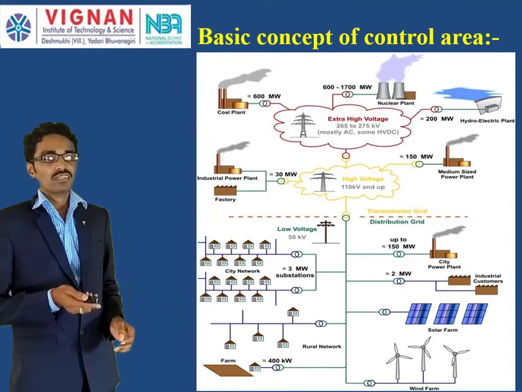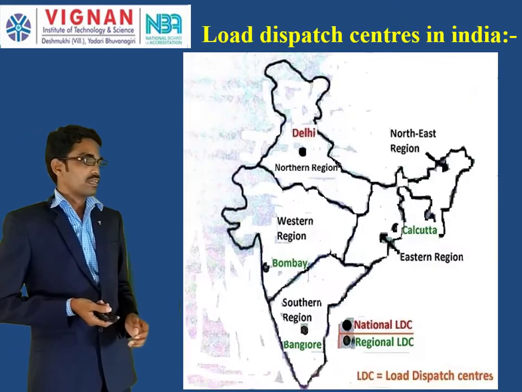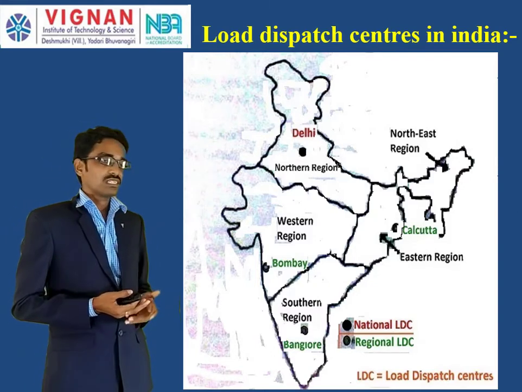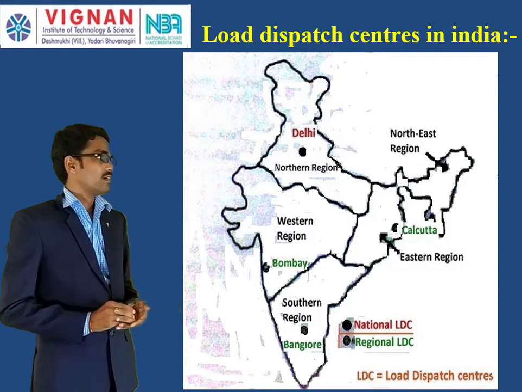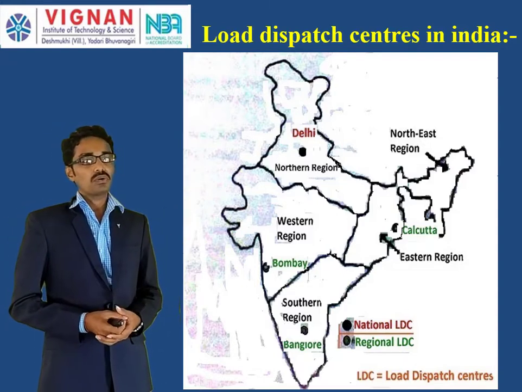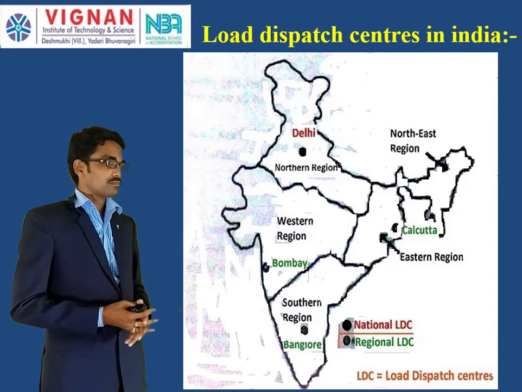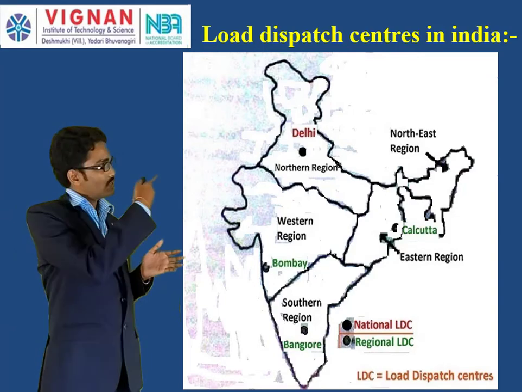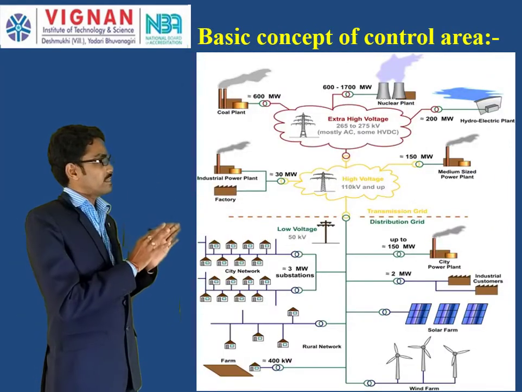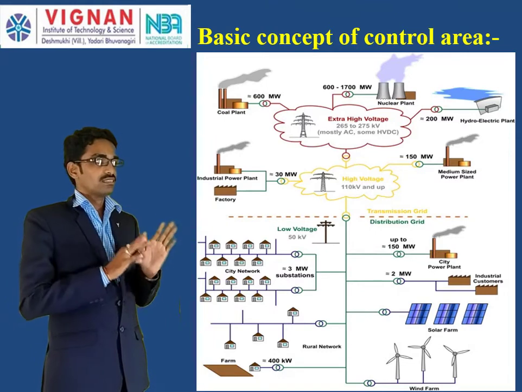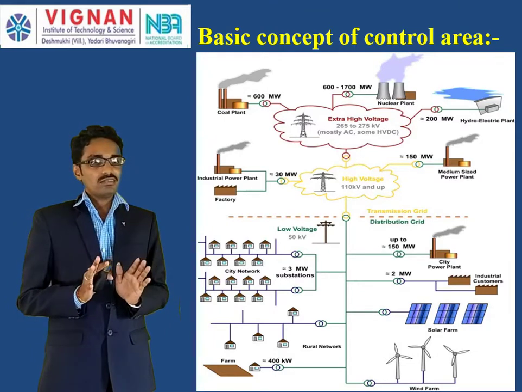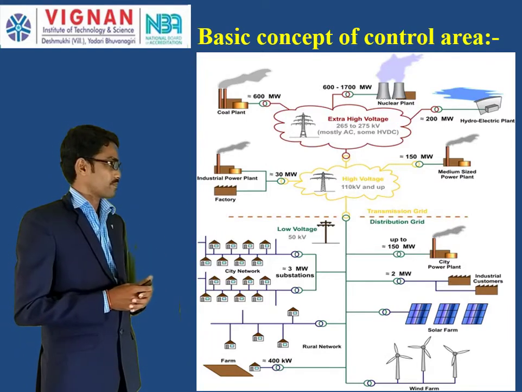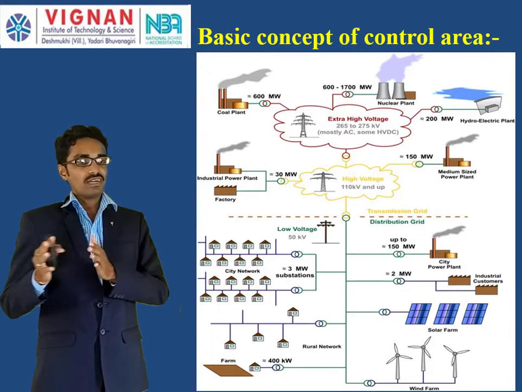So if we come to the basic concept of control area, there are load dispatch centers present. If we come to India, you are having different load dispatch centers. As I said, there is an interconnection of grid. So the grids are classified as, if you consider the nation, there is a national grid, a state level grid, and there are regional grids also. So these grids are classified in different stages.